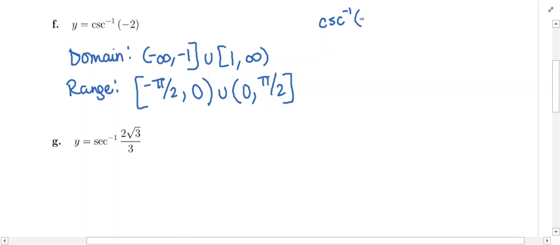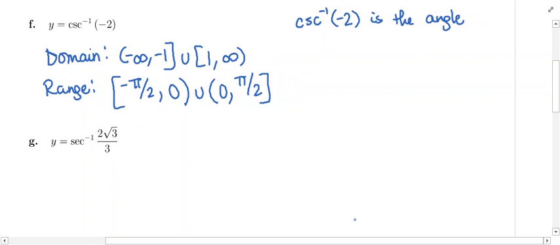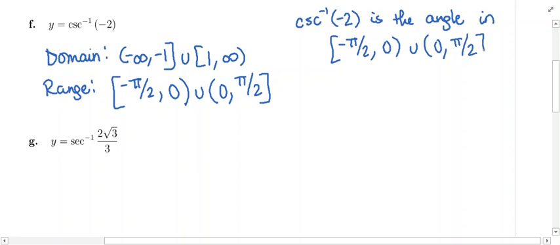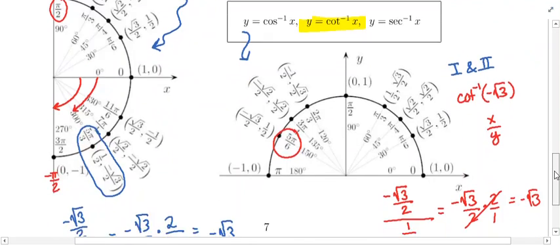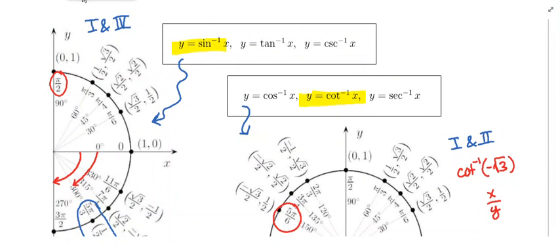Let's translate this. Cosecant inverse of -2 is the angle in this interval whose cosecant is -2. We need to take a look at the unit circle based on this range from -pi/2 to +pi/2, which corresponds to the right side of the unit circle. So we're looking at quadrants 1 and 4 for cosecant inverse.